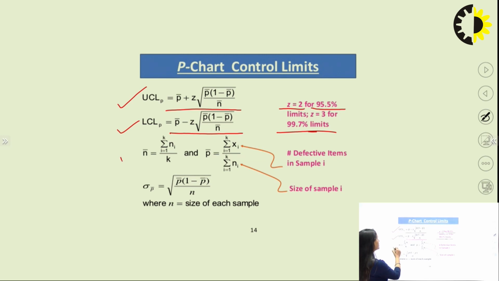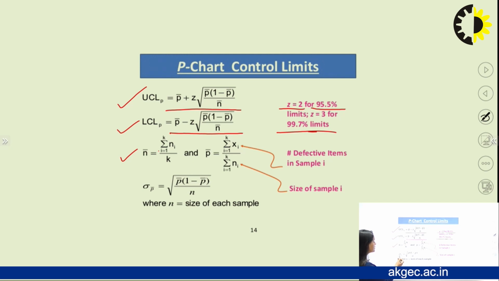Now what is N bar here? N bar is the summation of i from 1 to k of Ni divided by k, and P bar is the summation of i from 1 to k of xi upon the summation of i from 1 to k of Ni, where xi is the number of defective items in the sample and Ni is the size of the sample.